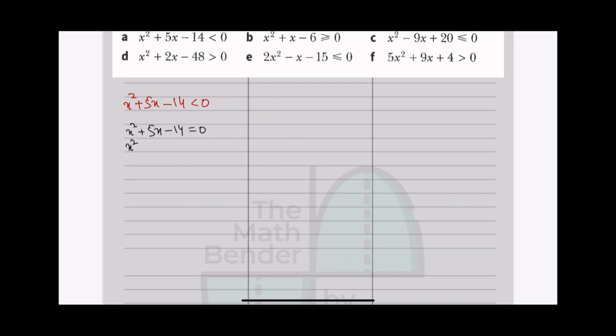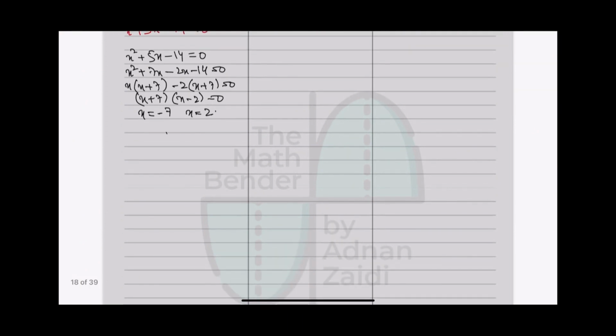So if I solve it, x² + 7x - 2x - 14 equals 0. x taken common, x(x + 7) - 2(x + 7) equals 0. So (x + 7)(x - 2) equals 0. x equals -7 and x equals 2. So when you sketch this, it's going to be a smiley face because the x squared term was positive, and one of the roots is -7 and the other root is 2.